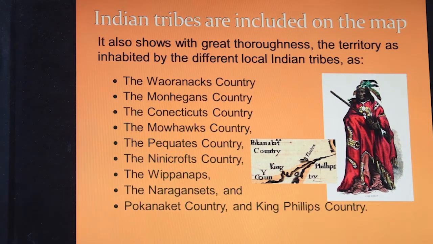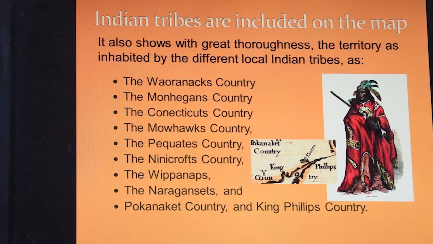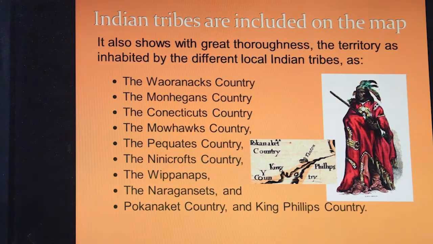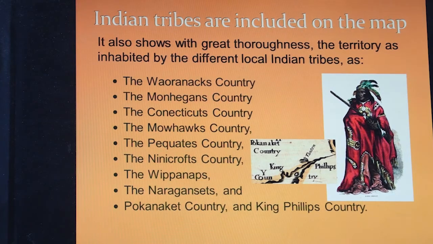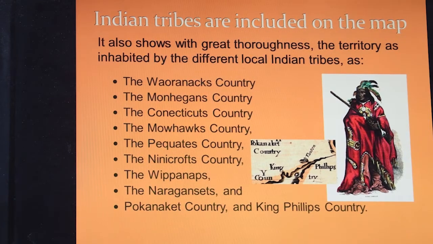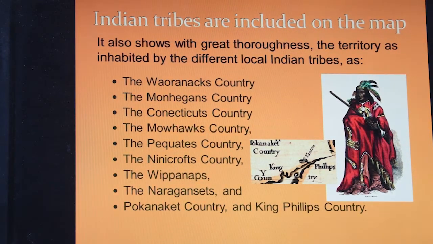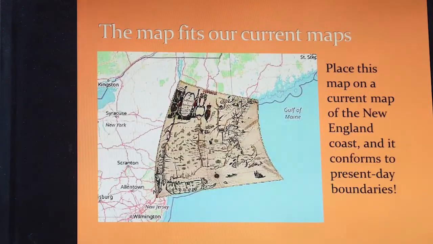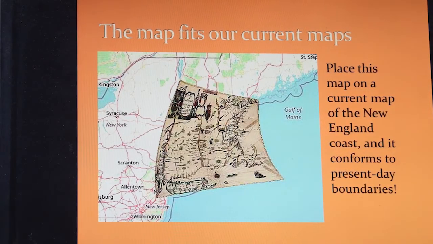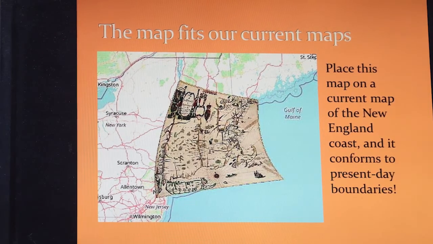The map also shows with great thoroughness the territory as inhabited by the different local Indian tribes, such as the Waranoks, the Mohegans, the Connecticuts, the Mohawks, the Pequots, the Ninnicroffs, the Whippanops, the Narragansetts, and the Pokanoket country and King Philip's country, clearly marked on the map. Place this map on a current map of New England, and it will conform to present-day boundaries.